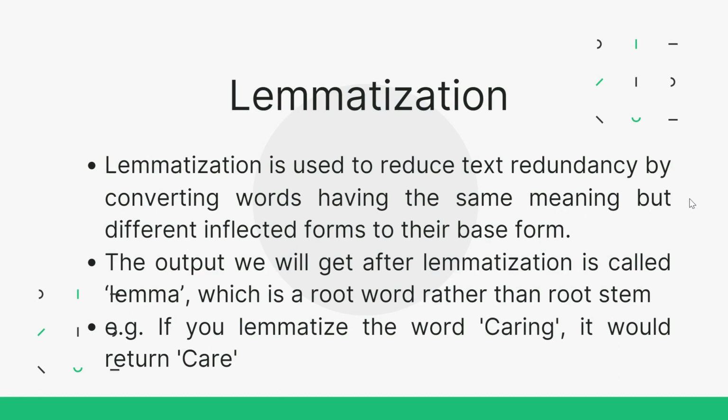Lemmatization is used to reduce text redundancy by converting words having the same meaning but different inflected forms to their base form. The output we will get after lemmatization is called a lemma, which is a root word rather than a root stem. For example, if you lemmatize the word caring, it would return care.